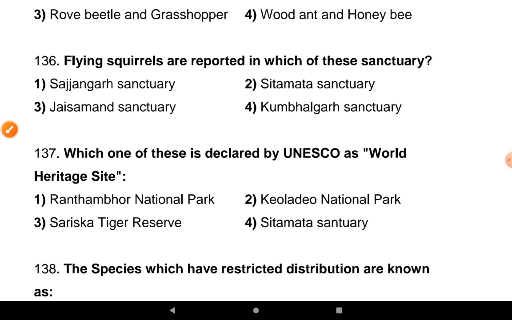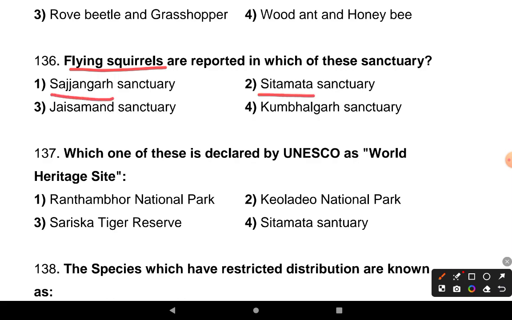Our next question is, flying squirrel are reported in which of these sanctuaries? So these are sanctuaries in Rajasthan because it is RPSC exam. Sajjangarh Sanctuary, Sita Mata Sanctuary, Jaisamand Sanctuary, Kumbhalgarh Sanctuary. So correct answer is option 2. In Sita Mata Sanctuary, flying squirrel are reported.